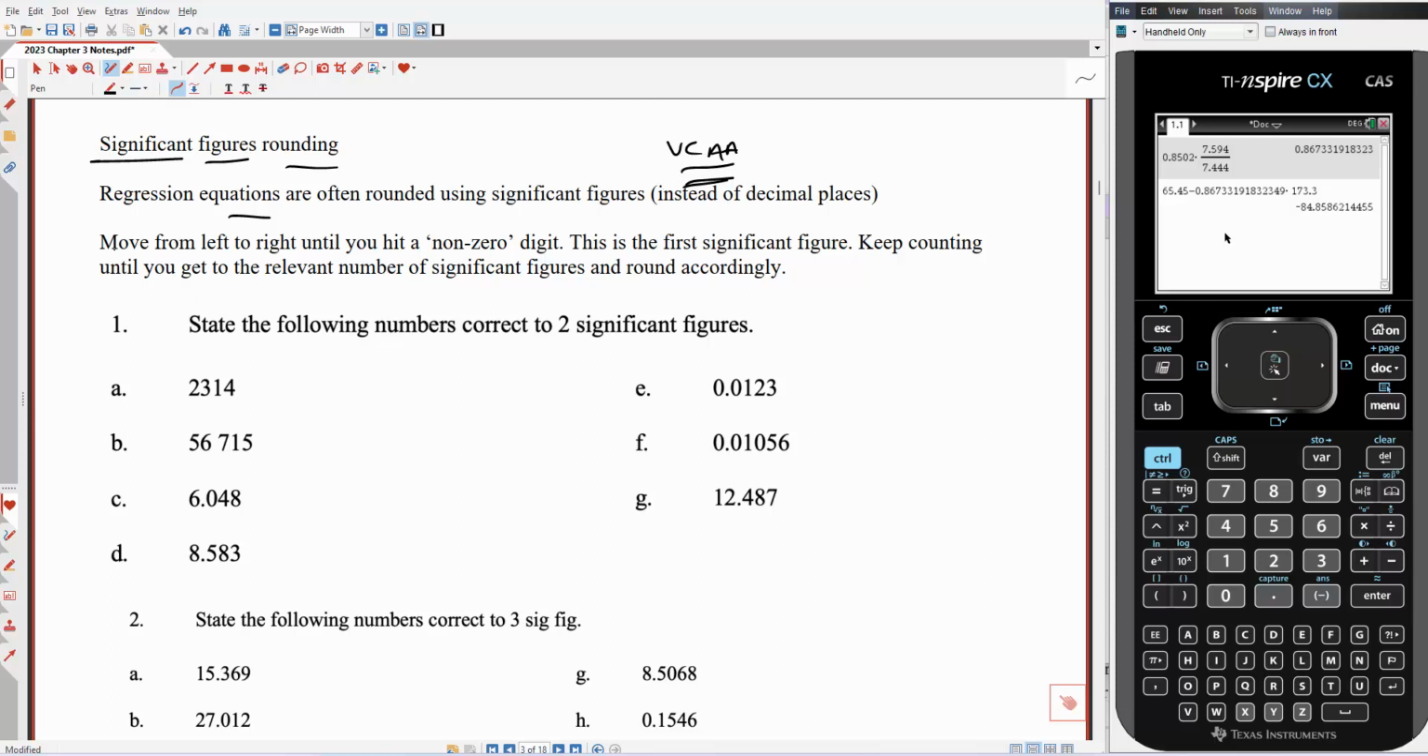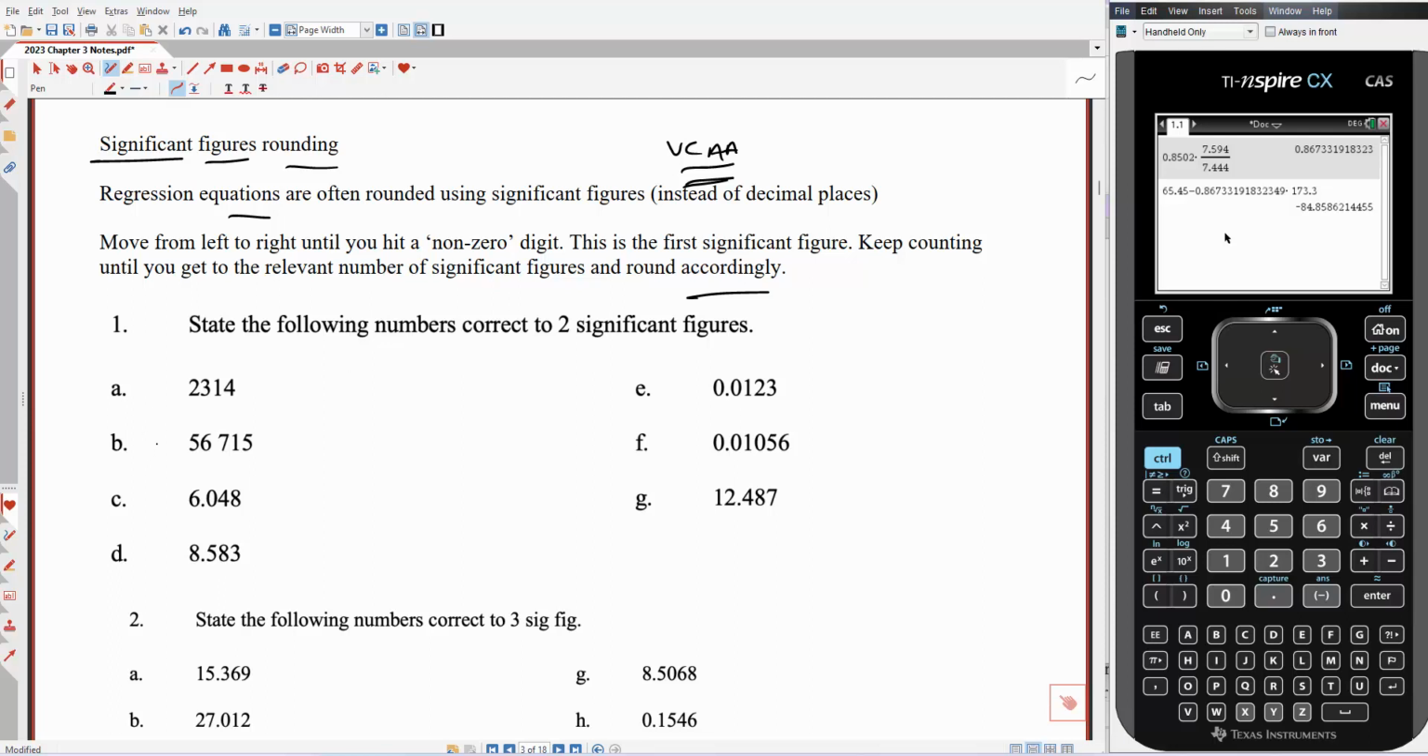So the basic rule is move left to right until you hit a non-zero digit. This is the first significant figure, and then all you do is you keep counting until you get the relevant number of significant figures, and round accordingly. All right, so not sure whether you understood that. The best thing to do with sig figs is to see it in action.